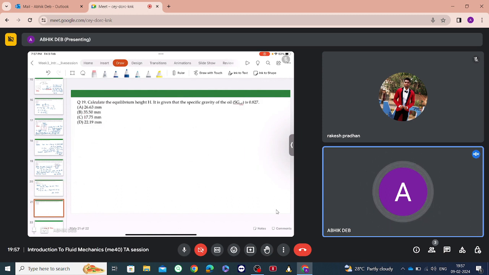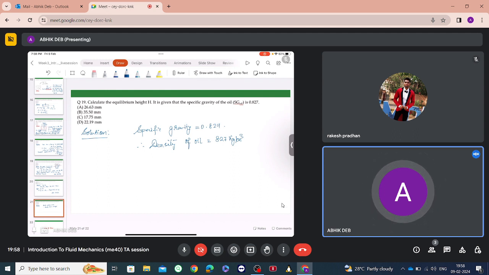Now, going to the last problem for today. In this previous scenario, we have to calculate the equilibrium height. It is given that the specific gravity of the oil is 0.827. So how will we go about this? First, the specific gravity of oil has been given, equal to 0.827. Therefore, the density of oil will be 827 kg per meter cube.